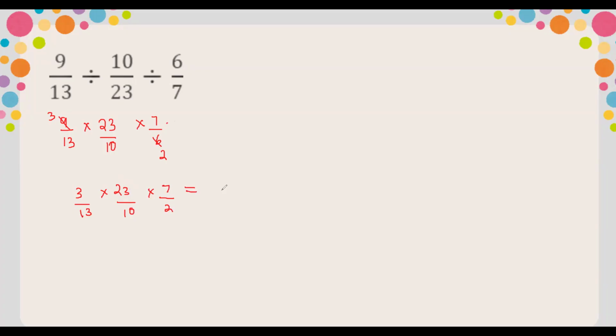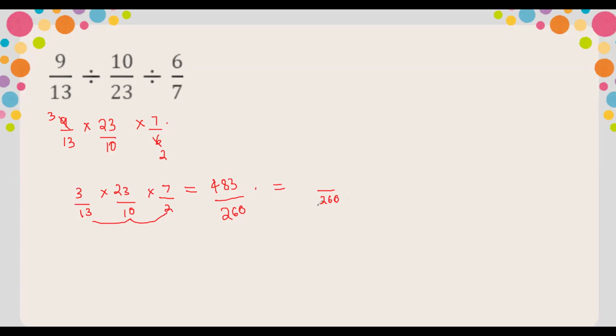let's see, it will give you 483. 3 into 23 into 7 will give you 483. And 13 into 10, 130. 130 into 2, 260. It will give you 260. 483 by 260. But is it our final answer? No. This is an improper fraction. So we have to convert it into a mixed fraction. Let's see. 260, sorry, not 263, but 260 will be the denominator. It will remain the same.